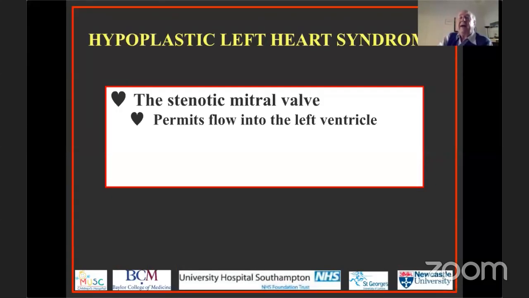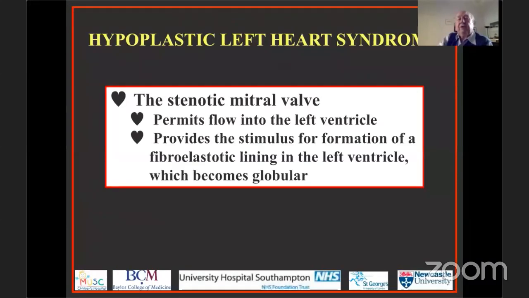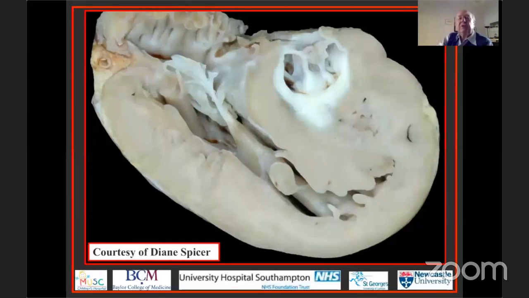So the mitral valve has not become atretic or imperforate. Instead, it is stenotic. And that permits flow into the left ventricle. And that, I believe, is what provides the stimulus for the fibroelastotic lining that is the key to finding hearts with mitral stenosis. So here you see the typical feature, the olive stone left ventricle lined with fibroelastosis.